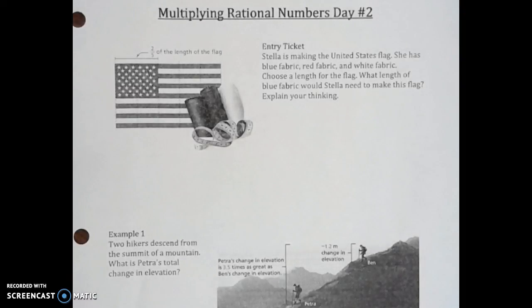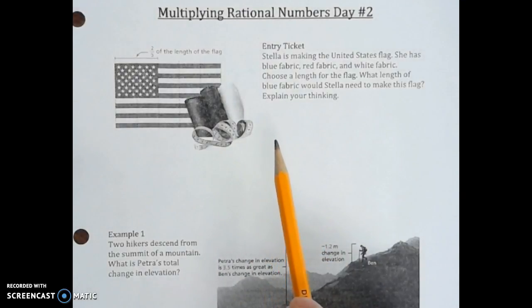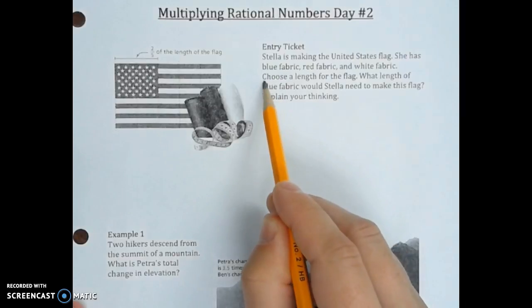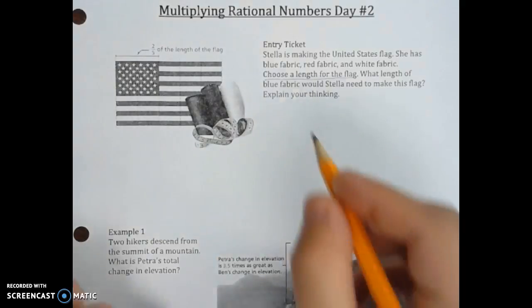So in our lesson today, you're going to have more practice multiplying rational numbers, and it starts out with a question here. Stella's making the United States flag. She has blue fabric, red fabric, and white fabric. They tell you right here, choose a length for the flag. Imagine you're Stella, you're creating this flag. Decide right now how long you want your flag to be.